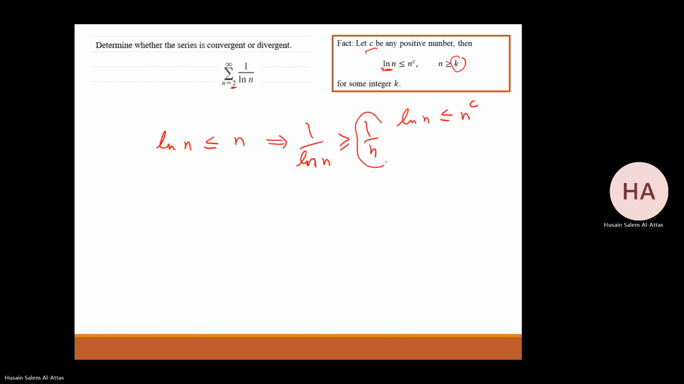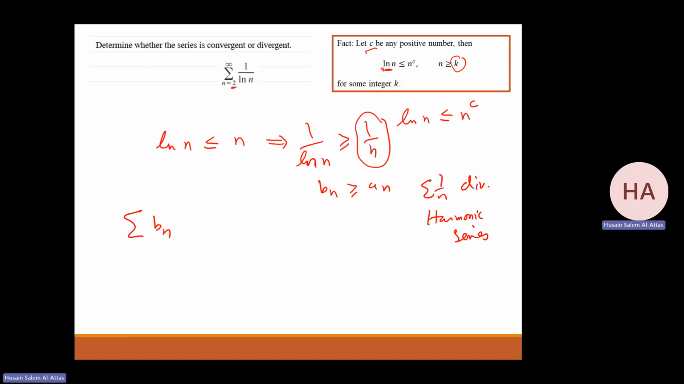And now I have bn greater than or equal to an. And we know that an, the summation of 1 over n, is divergent. This is the harmonic series, well known. So for sure this is bn, the summation of 1 over ln n, it will diverge. I know 1 over n is divergent, and this one is bigger than 1 over n, so for sure it will diverge.